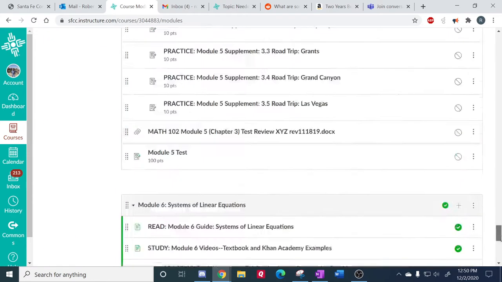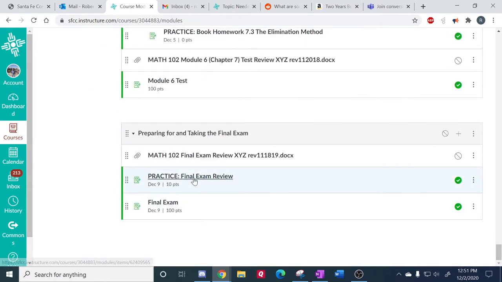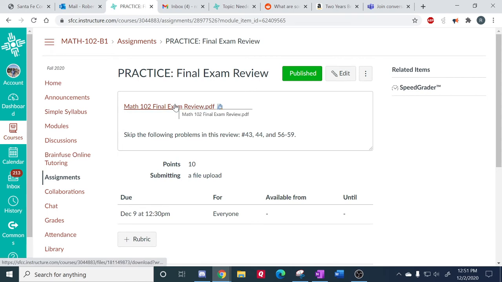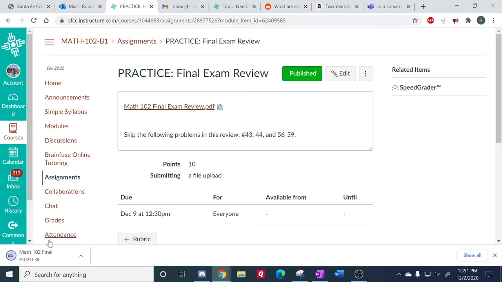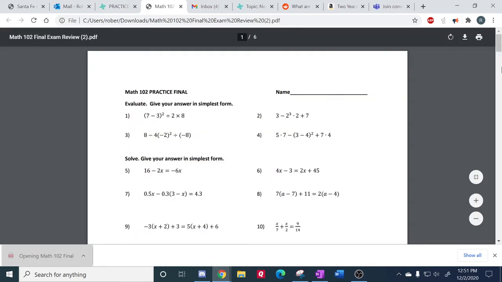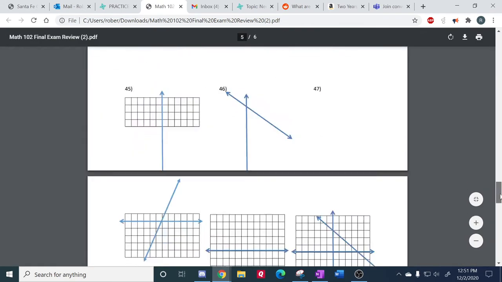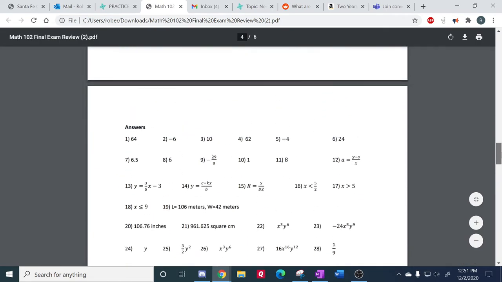So I'm in the modules. Practice, final exam review, and final exam. That's there. Okay. So on the final exam review, well, let me point out, it says to skip the following problems. Don't do those. We didn't get that far. And then the final exam review, open it up. At the end, it has the solutions, the answers.